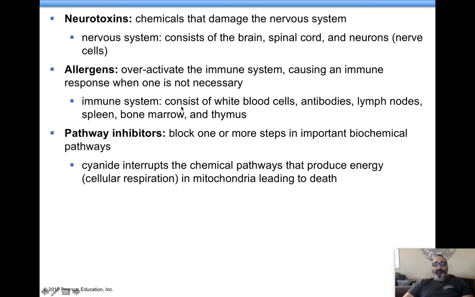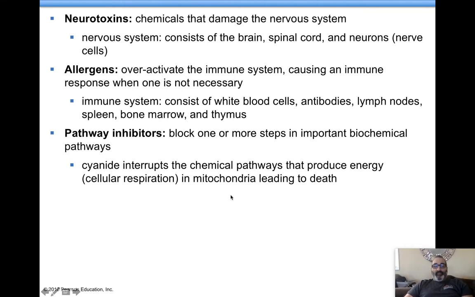What is your immune system made of? Your white blood cells. These are little soldiers swimming around looking for things to take out. Antibodies are chemicals that we produce. Lymph nodes store a lot of these antibodies, and a lot of them produce some of the white blood cells that we need. So these are the areas where a lot of those white blood cells are produced.